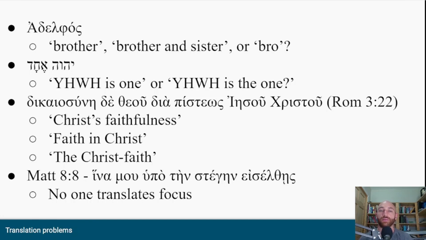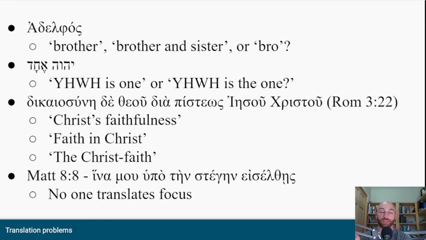Another one that I've worked on, the Pistis Christou debate. Different translations do this in different ways. Most translations say faith in Christ. So what they have to argue for grammatically is pisteos Iesu Christou, the genitive is equivalent to the English word in. I argue that that's not possible with this particular word.